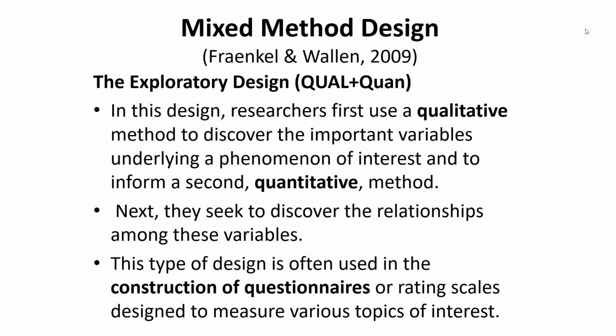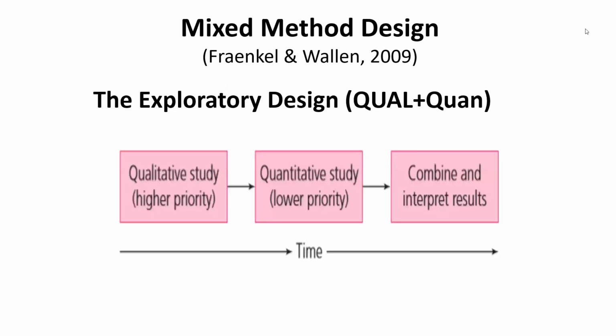You interview first, and what else? FGD or focus group discussions, observe, or do whatever you need to do, as long as it's ethical and you would be able to gather qualitative data. So in the exploratory design, you gather qualitative data first, which is actually a higher priority in your study. After gathering qualitative data, you can make your questionnaire or instrument out of that. That instrument should be designed to gather quantitative data. And after you have both data, you combine them and interpret your results.